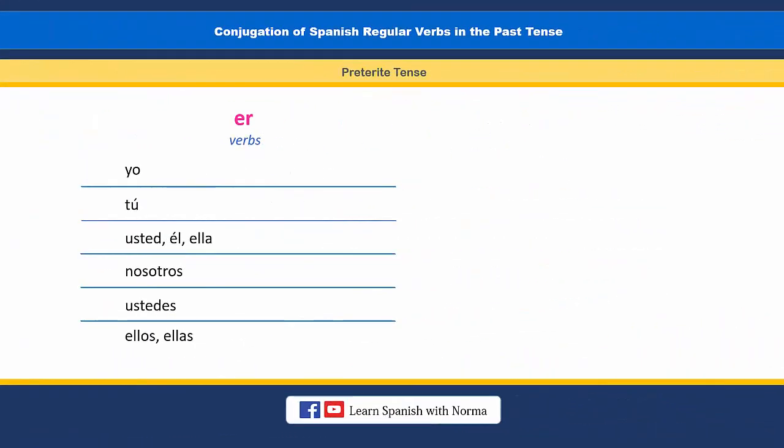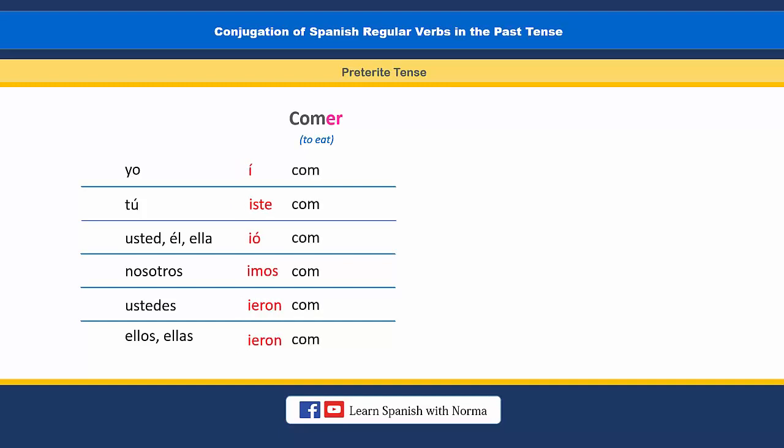The second group of Spanish infinitive verbs end in ER. And these are the endings we must use to conjugate these verbs in the preterite tense. Let's conjugate the verb to eat in Spanish. Comer. We conjugate this verb by dropping the infinitive ending, the ER ending, and then adding the proper endings to the stems, so that they agree with their corresponding subject pronouns. And this is the conjugation of the verb comer in the preterite tense.